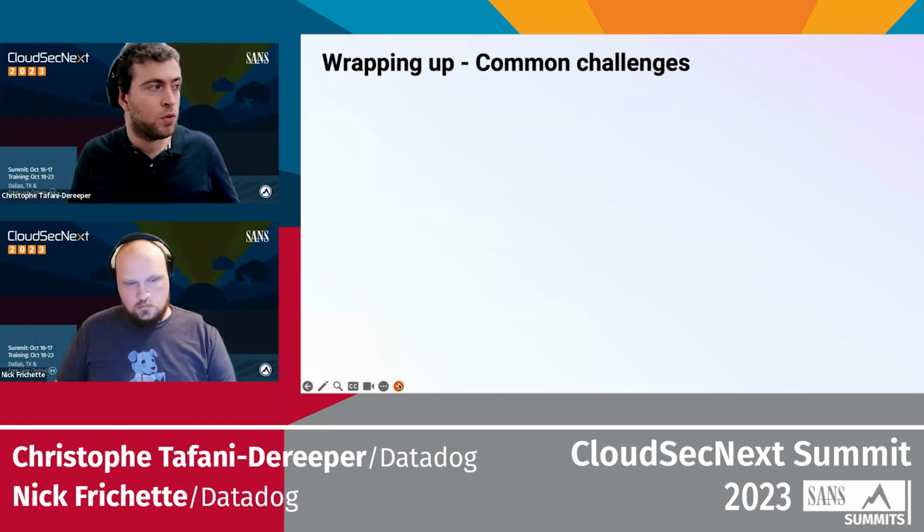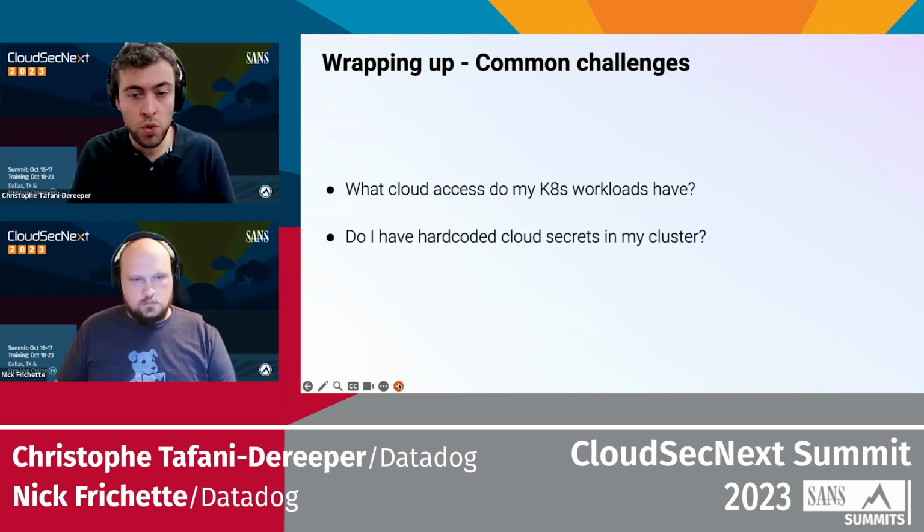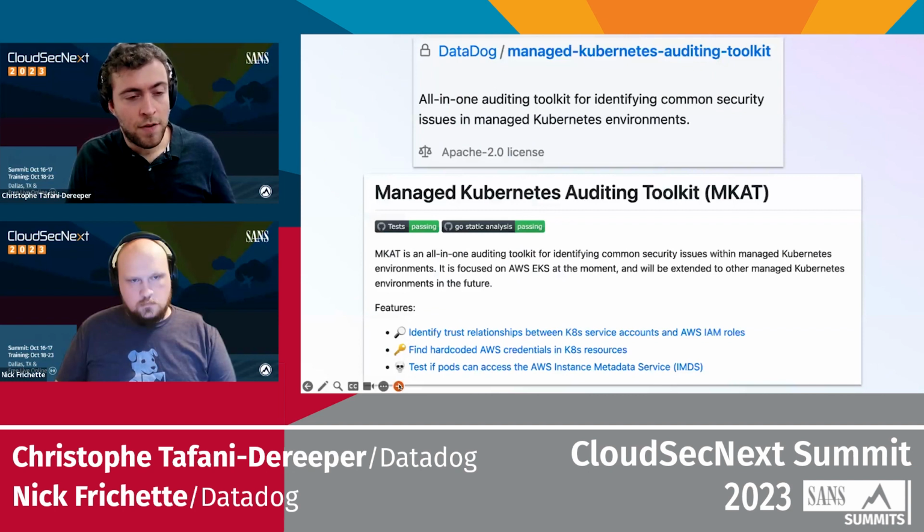And we try to figure out what are the common challenges that people have in managed Kubernetes environments. And there are mostly three that we saw that are a bit mapped to these controls. The first one is, how do you find what kind of cloud access your workloads have? Second one is, do you have hard-coded cloud credentials in your cluster? And the third one is, are you properly blocking the pod access to the IMDS? So a few months ago, we released an open source tool that is called the Managed Kubernetes Auditing Toolkit, which we say MKAT. And this is currently focused on EKS, but we hope to add GKE as well in the future. And it does exactly these three things.